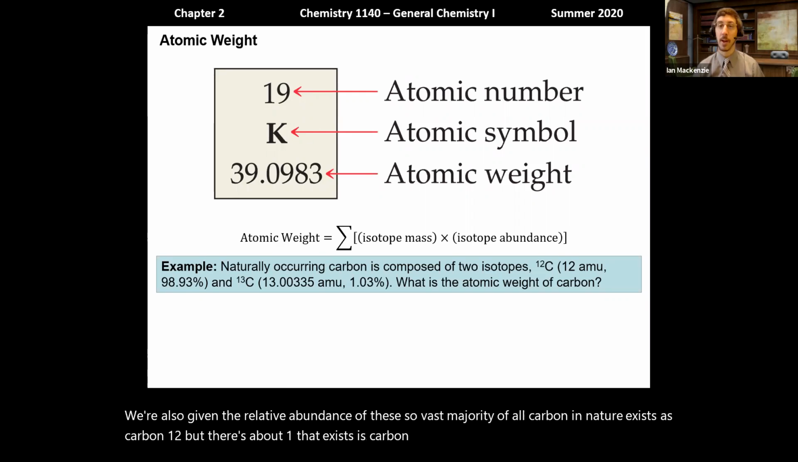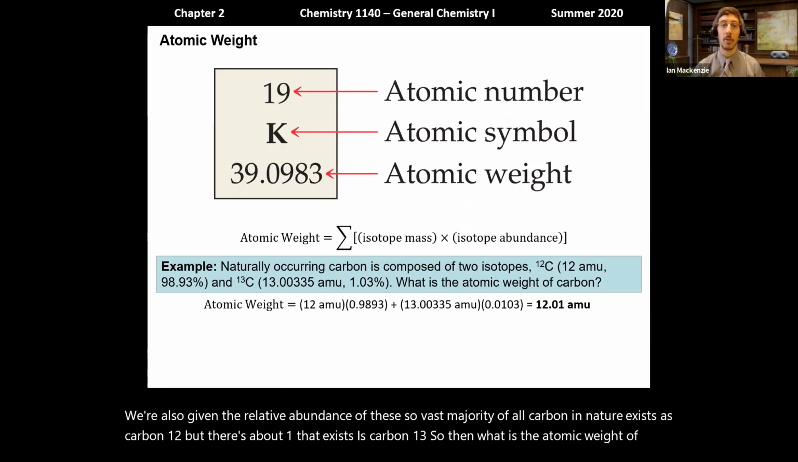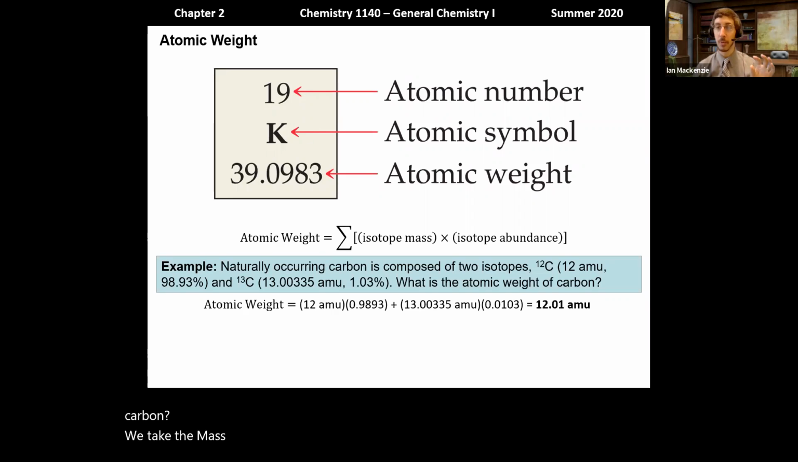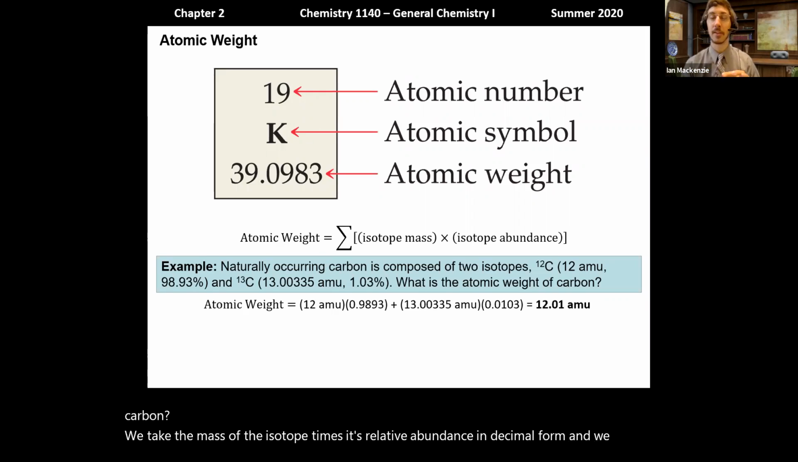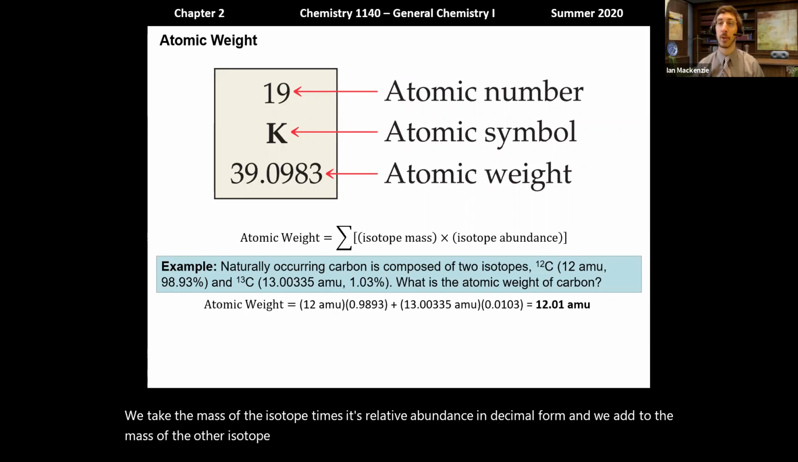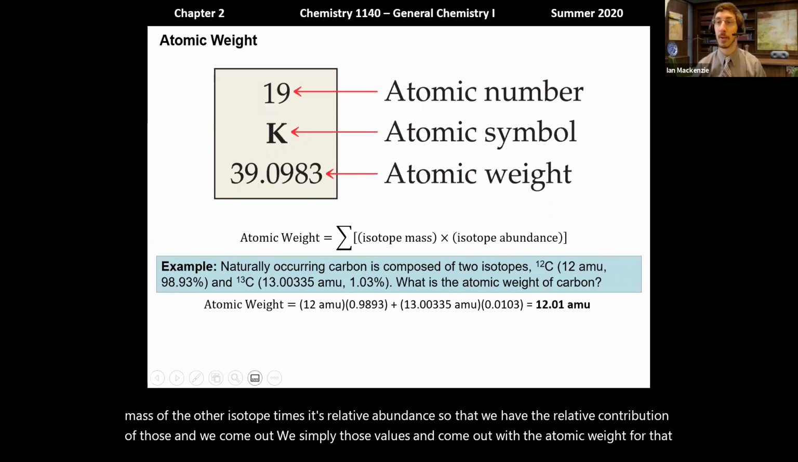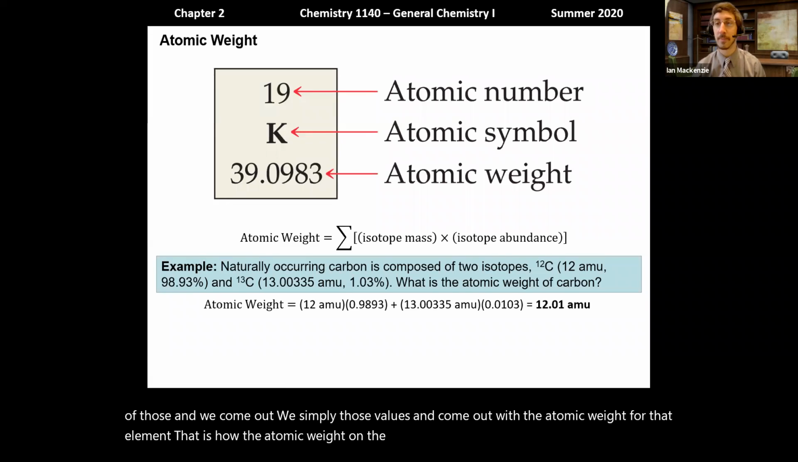So then what is the atomic weight of carbon? Well, we take the mass of the isotope times its relative abundance in decimal form, and we add that to the mass of the other isotope times its relative abundance, so that we have the relative contribution of each of those. We simply sum those values and come out with the atomic weight for that element. That is how the atomic weights on the periodic table are determined.